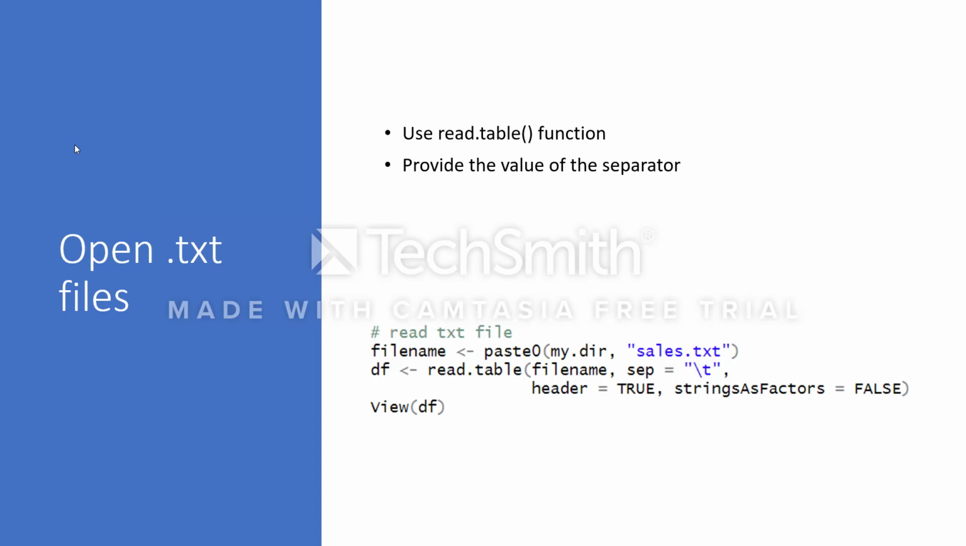For reading TXT files, we can use the read.table function. This is a function from base R, so you need to explicitly tell it not to consider strings as factors by setting its boolean value false. We will specify whether our data has header or not, and we need to specify what is the delimiter that is used as a separator in our data. Here, our data is delimited by tabs.